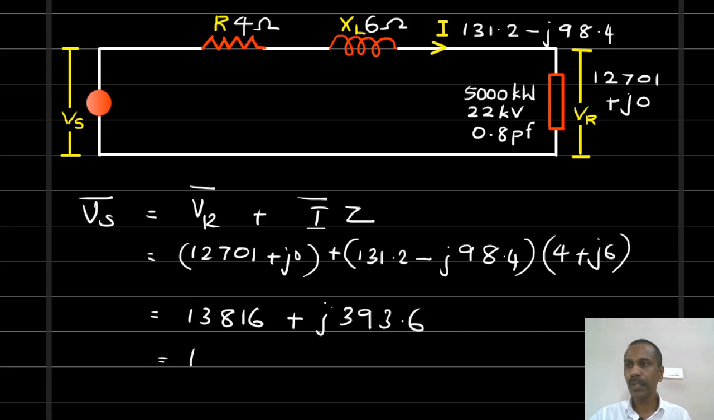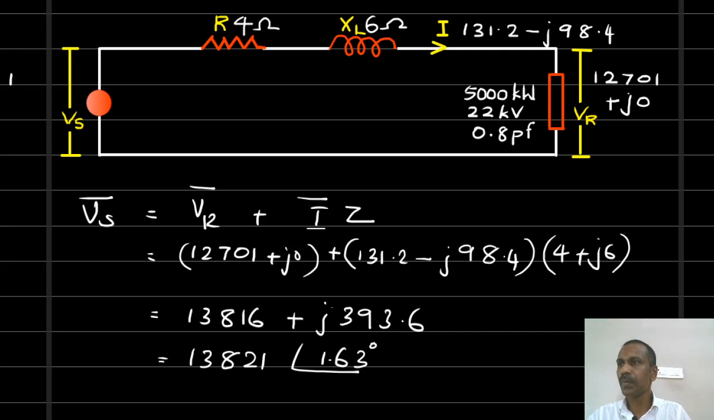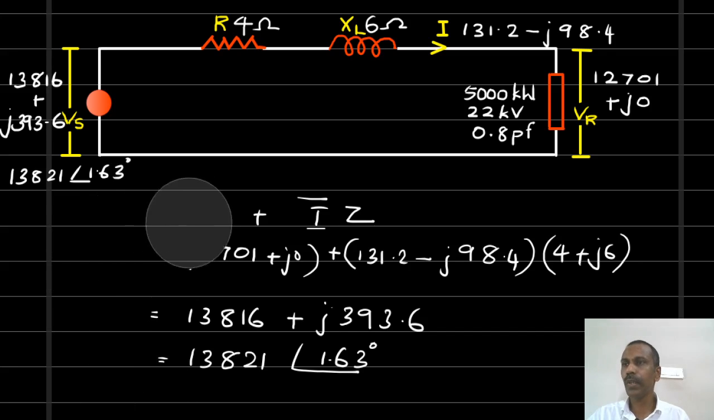In the polar form, this is equal to 13,821 angle 1.63 degrees. So the sending end voltage is 13,806 plus j393.6 volt. In polar form, it is 13821 angle 1.63 degrees. This is our sending end voltage.